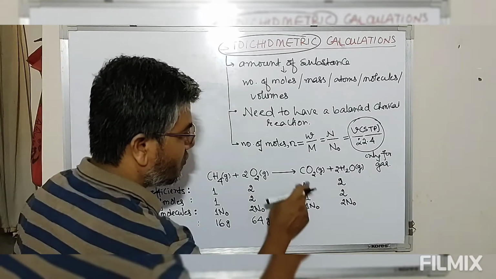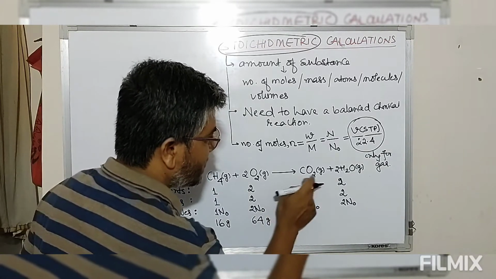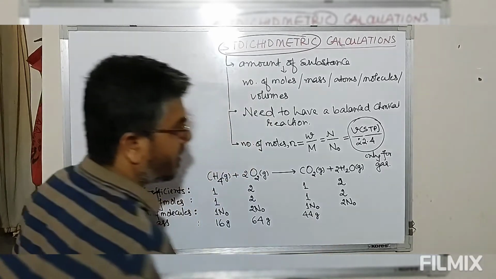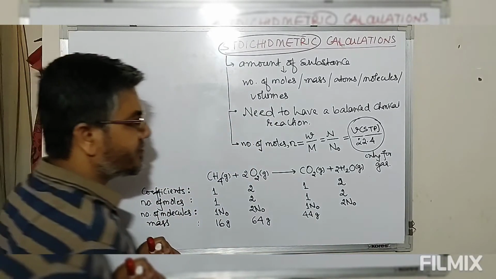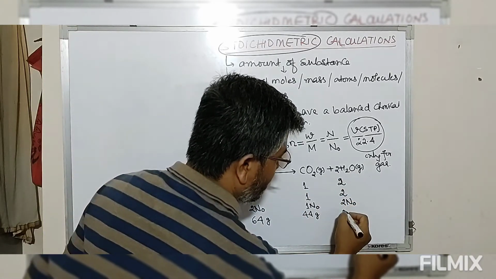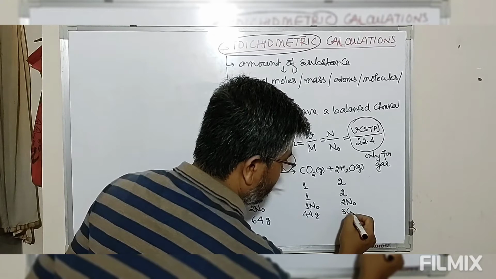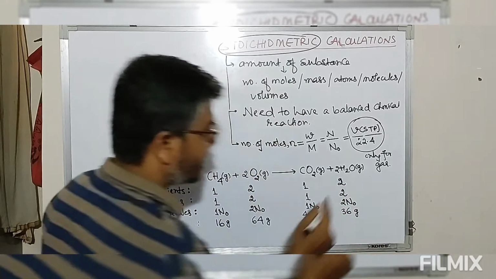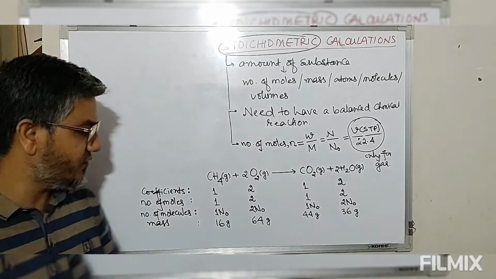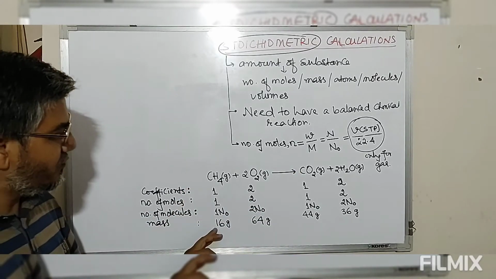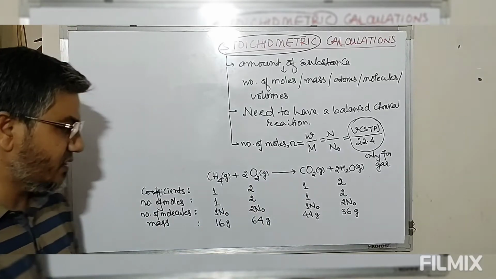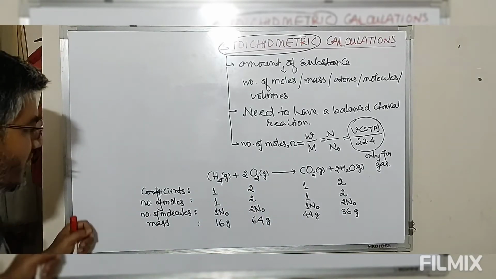This gives you 1 mole of carbon dioxide, and the mass of 1 mole of carbon dioxide is 44 grams. It also gives you 2 moles of water; the mass of 1 mole is 18, and 18 times 2 is 36 grams. So 36 grams of water and 44 grams of carbon dioxide are formed if 16 grams of methane and 64 grams of oxygen are made to react in a reaction chamber.